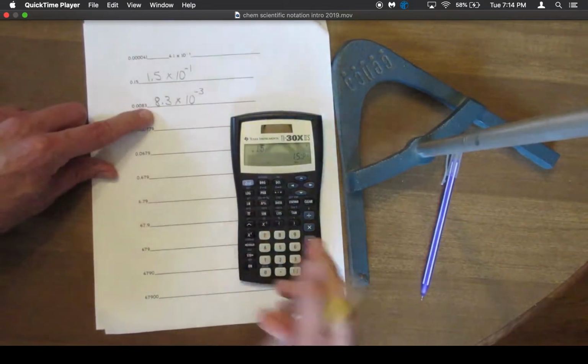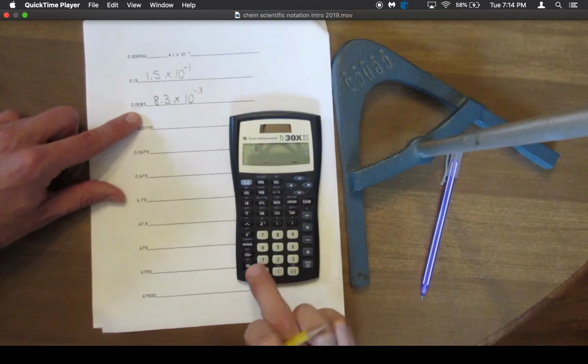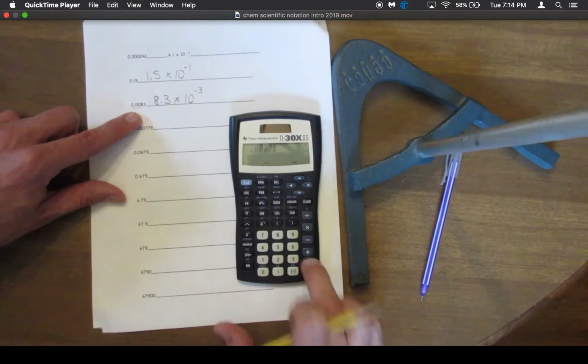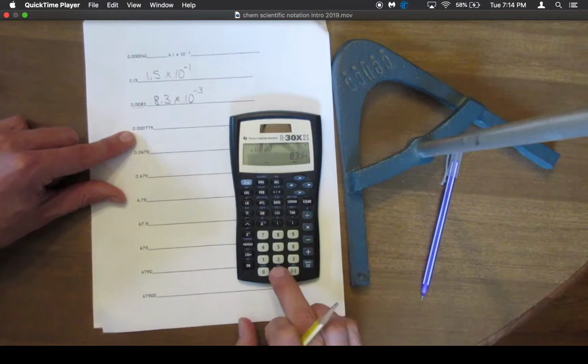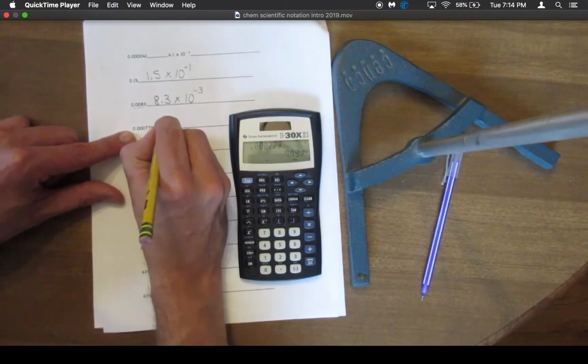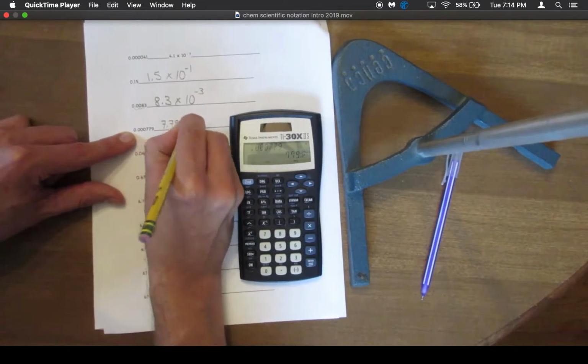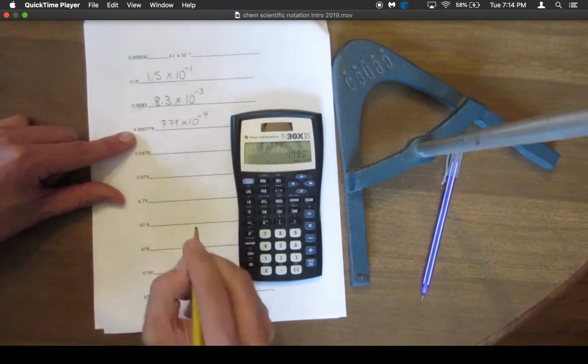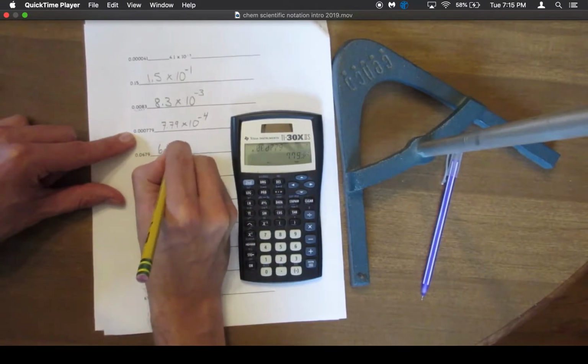But counting decimal places is also a good skill. Just kind of give you that idea of how big or small the numbers are. All right, but yeah, this could not be any easier. Just hit the number equals and just write down what is displayed. You have to be in scientific notation mode for that.